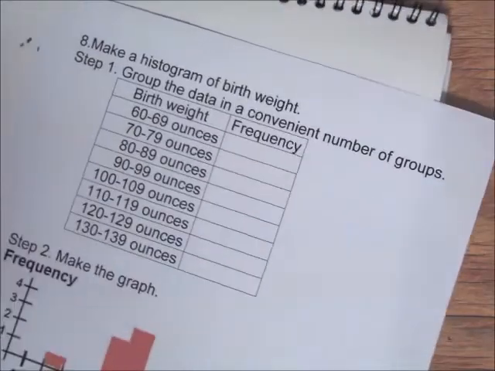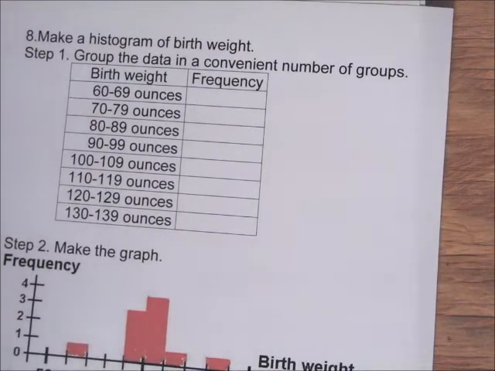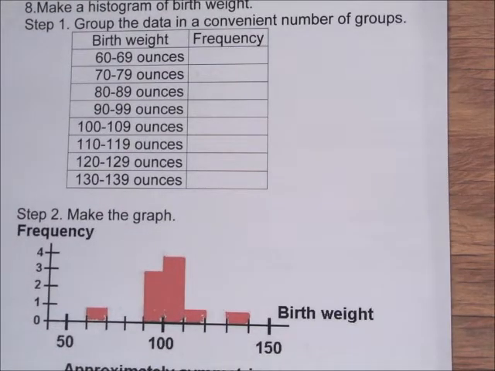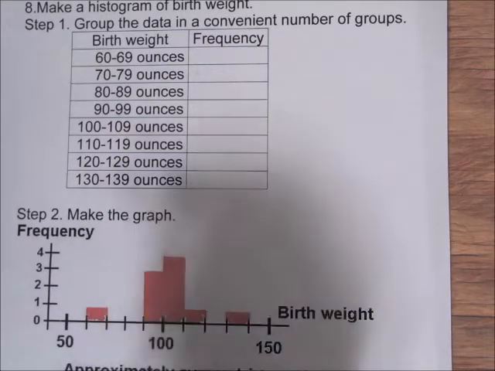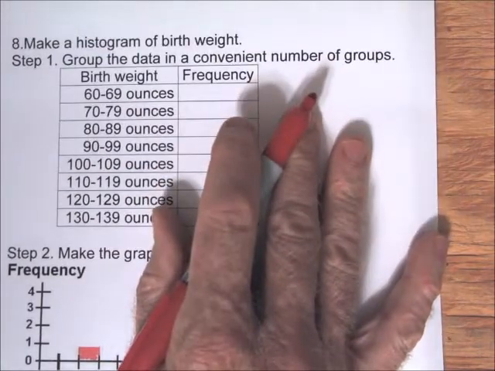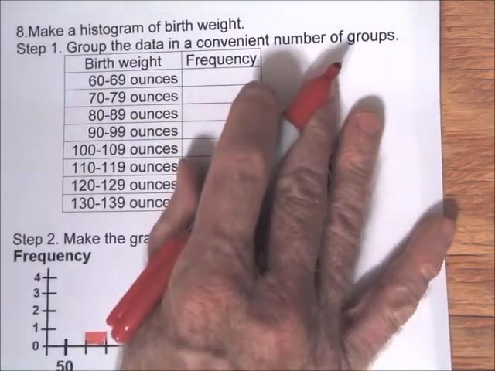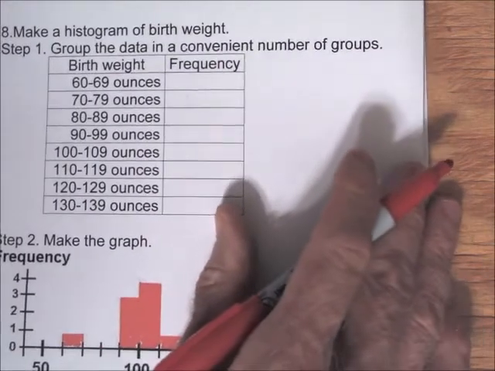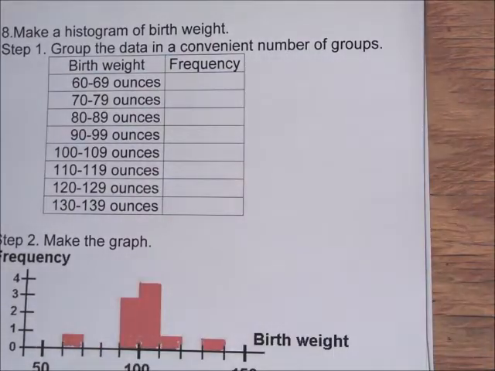A histogram, another type of graph: you first want to group the data. For a histogram, you don't want it too crowded. So sometimes, especially if you have a large data set, you want to group the data. If you have too much detail in graphs, sometimes it's hard to see the overall pattern. So the detail kind of obscures the pattern sometimes. So I grouped these by tens.